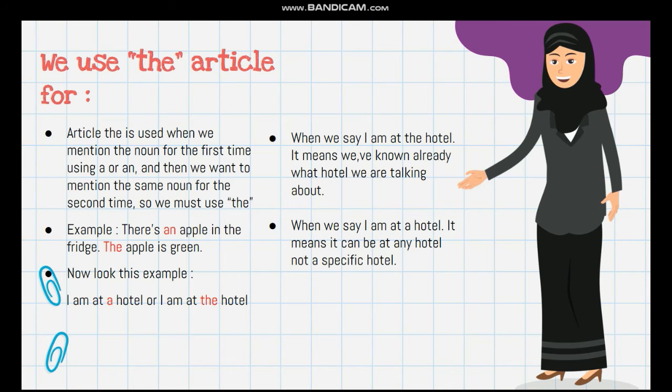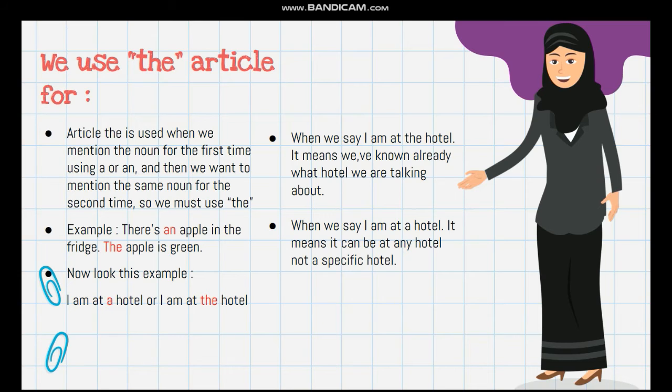Now, the example: There's an apple in the fridge. The apple is green. So, in this sentence, the green apple is in the fridge. Yeah, we are talking about the same apple. There's an apple in the fridge and the apple is green. So, the apple in the fridge has green color. That's what this sentence means.